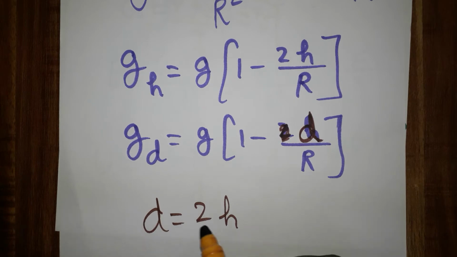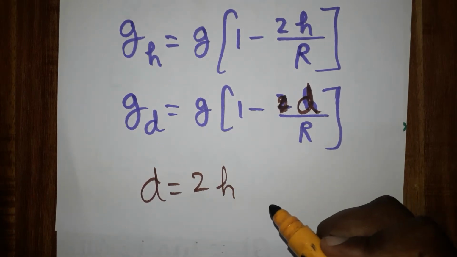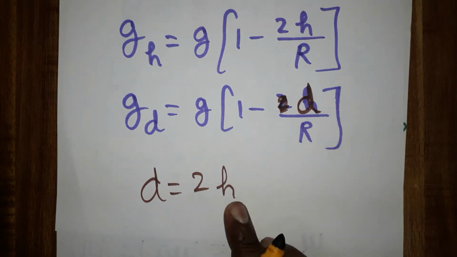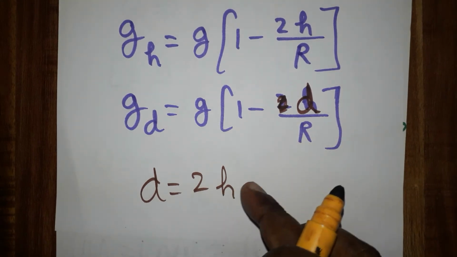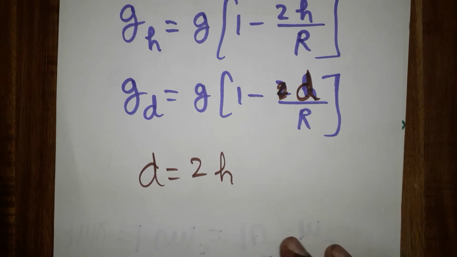So I'll explain with a problem. If the height is 2 kilometer, some gravity will be there. At what depth will the same gravity be produced? It is 4 kilometer, because the height we took is 2 kilometer, so the same gravity will be produced at a depth of 4 kilometer. That's the relation.